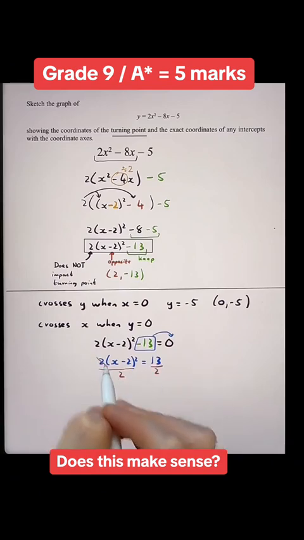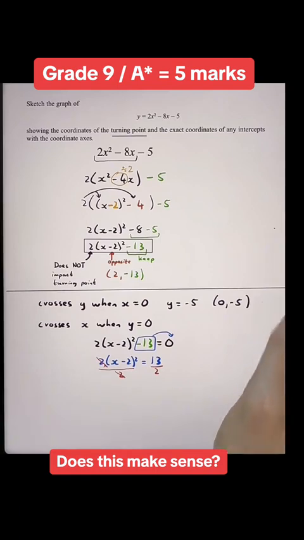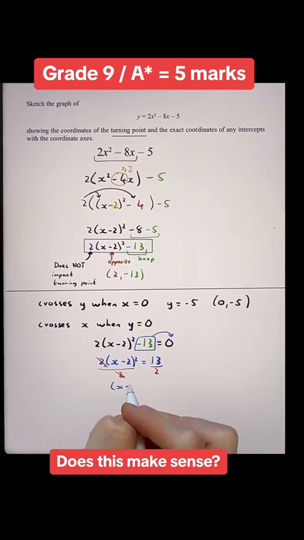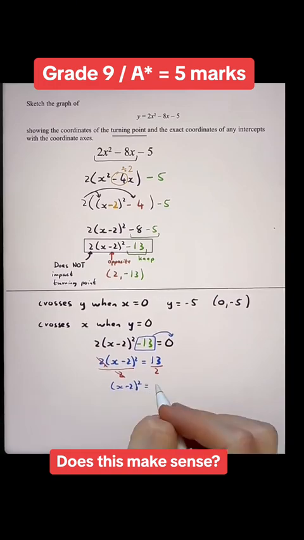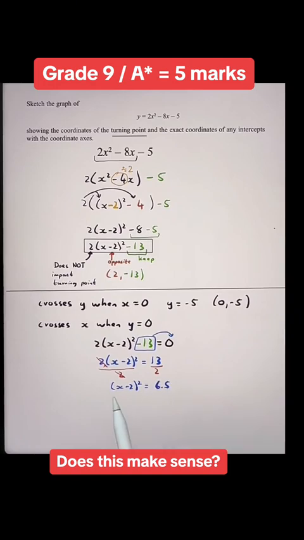On the left-hand side, 2 over 2 will cancel, and that just leaves our square brackets, in this case x minus 2 in brackets squared. And on the right-hand side, 13 divided by 2 will give us 6.5. Again, as I'm solving for x, the opposite of squared is to square root both sides. On the left-hand side, I'm going to be left with what's inside the bracket, in this case x minus 2. On the right-hand side, I'm going to have plus or minus the square root of 6.5. Remember, when you square root, you always get a plus or minus.